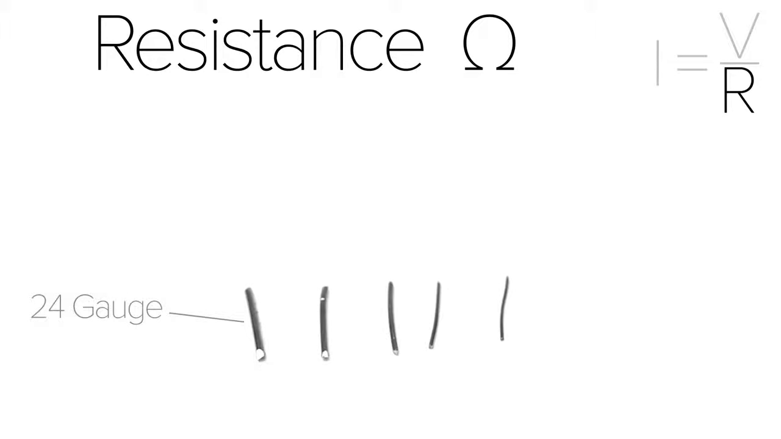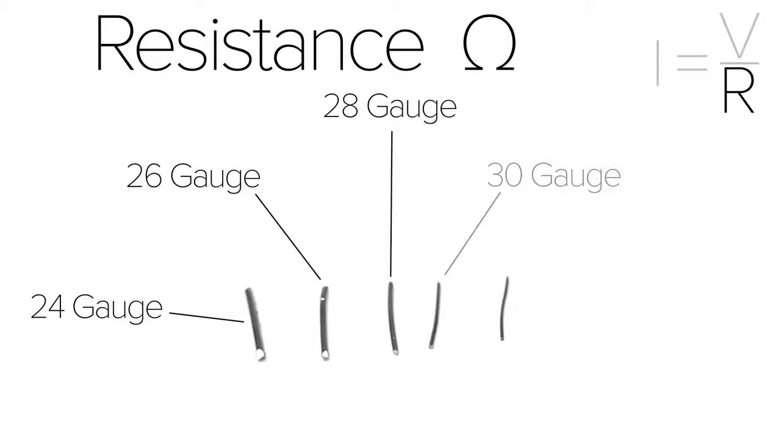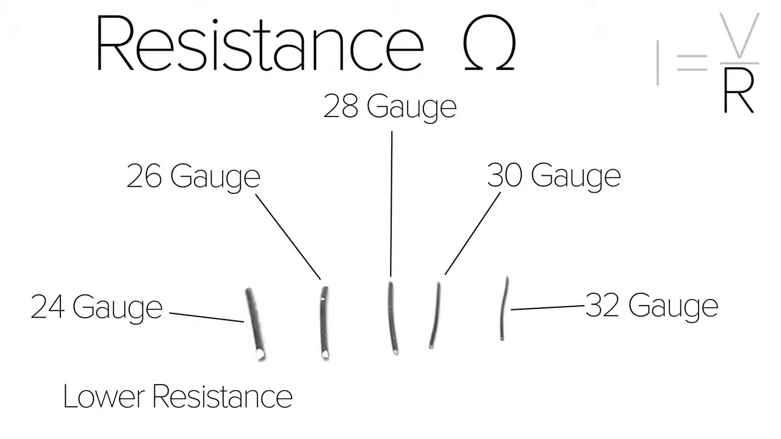Here you can see different gauge Kanthal wires. The higher the gauge number, the smaller the diameter of the wire. The lower the gauge number, the larger the diameter of the wire. The larger diameter wires have a lower resistance, since there is more room for the electrons to flow through. The smaller diameter wires have a higher resistance, since there is less room for electrons to flow through.